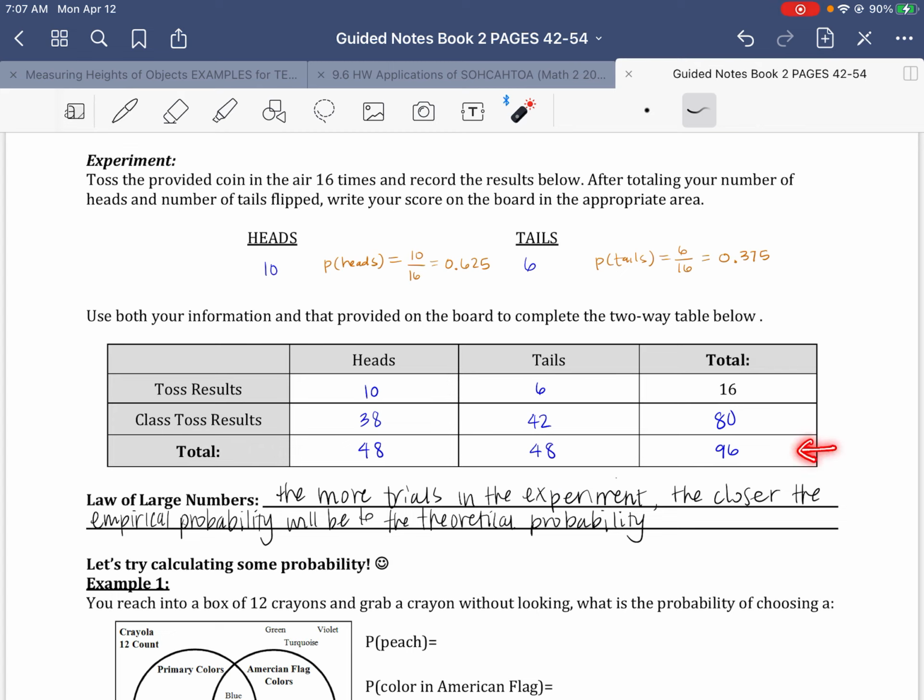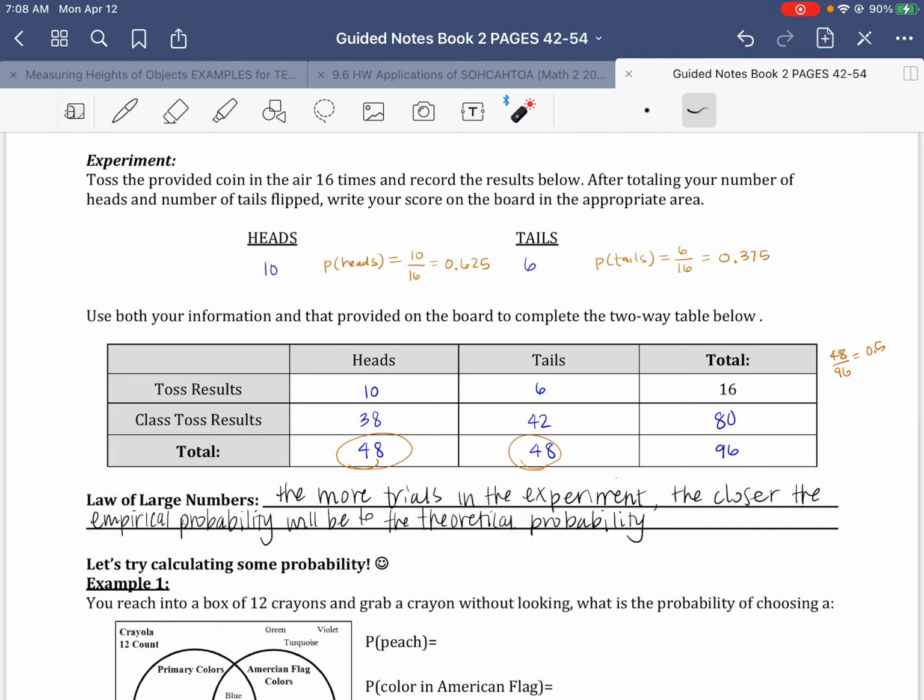If you look down at our class totals, however, once we perform the experiment a lot of times, 48 out of the 96 times it was heads, and 48 out of the 96 times it was tails. I didn't actually intentionally choose those numbers, but 48 out of 96 is actually 1/2 or 0.5. And the law of large numbers, so this defined thing right here, says that the more times or the more trials in the experiment, the closer that experimental or empirical probability will be to the actual theoretical probability.